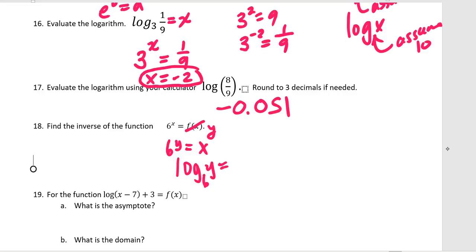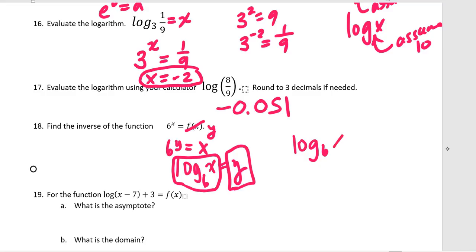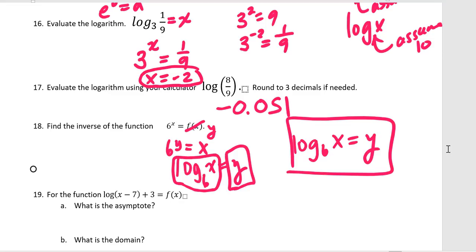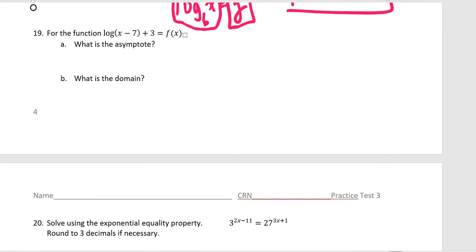of x is equal to y. Remember, a log is another name for an exponent. So it would be log base 6 of x is equal to y. That's your answer. Oh, wait, before we're done, no, it's not your answer. Your last step always, since we're looking for the inverse, you would rewrite it as the inverse of x. That looks better. That's your answer.